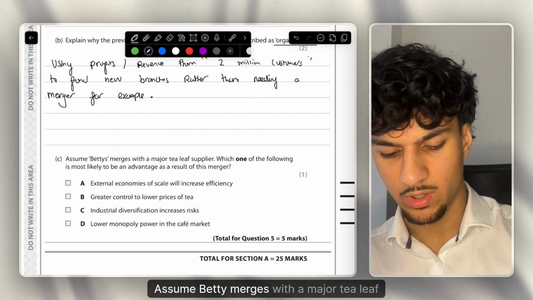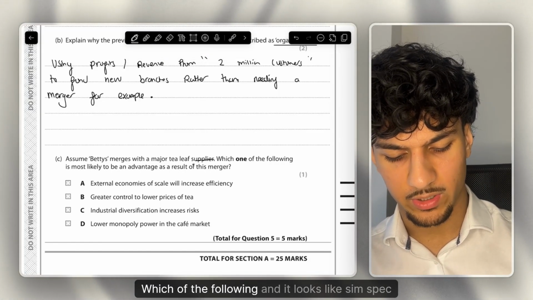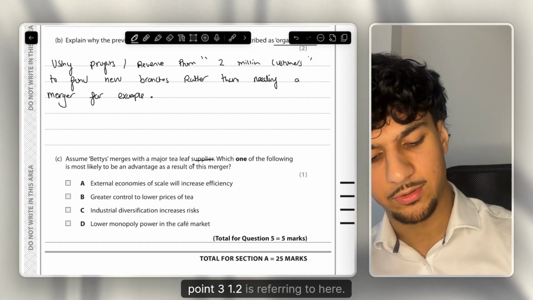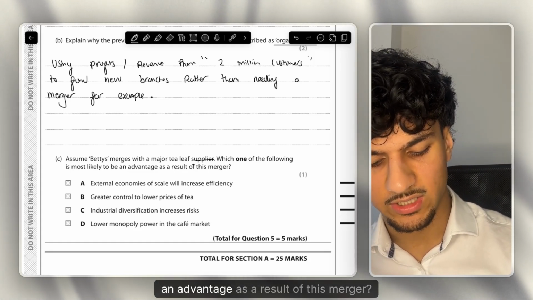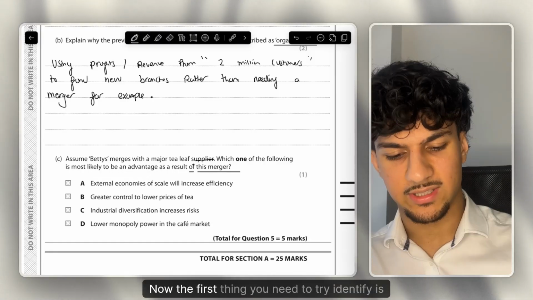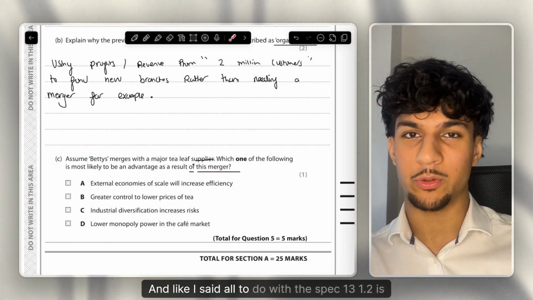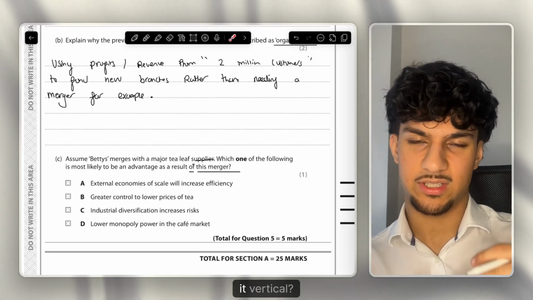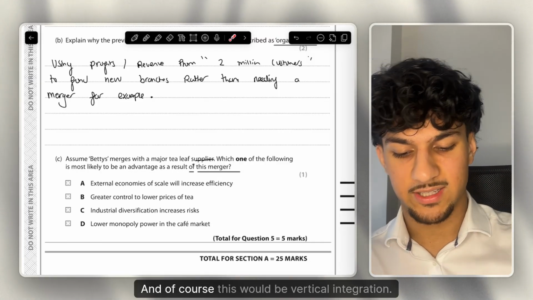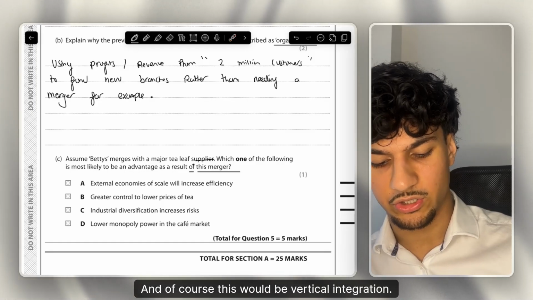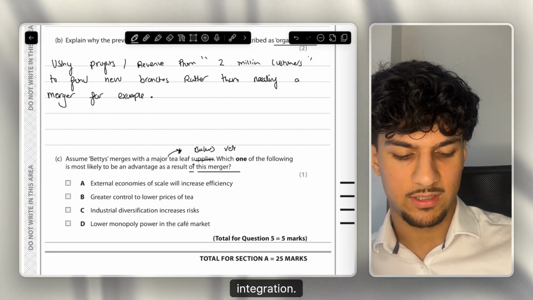Assume Betty merges with a major tea leaf supplier. Which of the following is the most likely to be an advantage as a result of this merger? It looks like the same spec point 3.1.2 is referred to here. Now the first thing you need to try to identify is what type of integration this is. Is it vertical? Is it horizontal? Is it conglomerate? Is it even organic growth? And of course this would be vertical integration, and specifically backwards vertical integration.